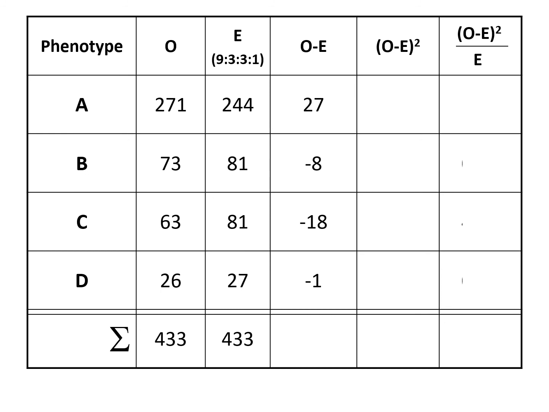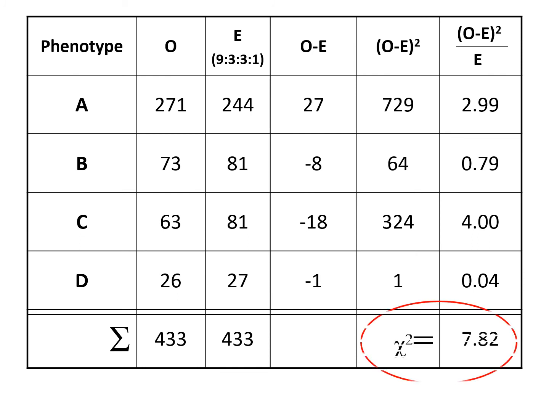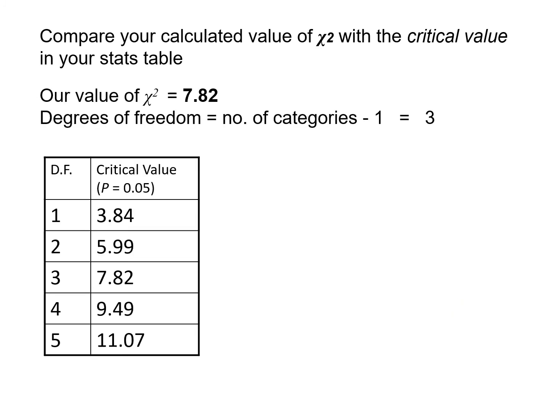We then do the square of that to get rid of the minuses, and then we divide each of the rows by the related expected number on that particular row. So for example, in the first one we're dividing by 244, in the second and third row we're dividing by 81, and the bottom row we divide by 27. We then take those values, add them up together, and that gives us our chi-squared value.